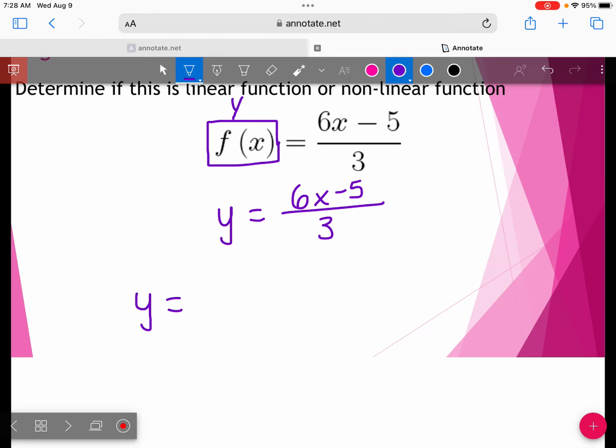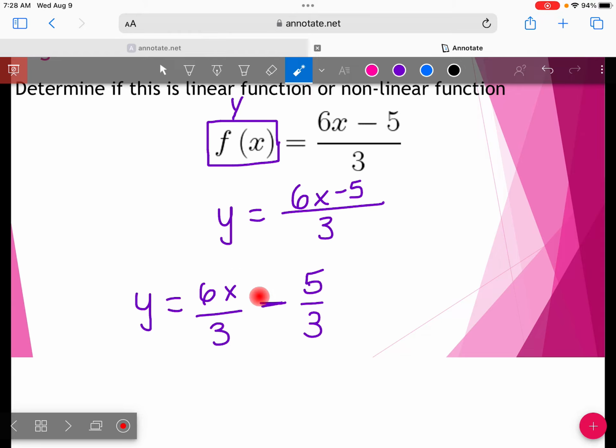So I could say, well, maybe y equals, and we'll split it in half, 6x over 3 minus 5 over 3. I'm unsimplifying it here to see if I can make it be slope-intercept form, because slope-intercept form has an x and a y on each side. I want to look at each of these pieces and see if I can simplify this.